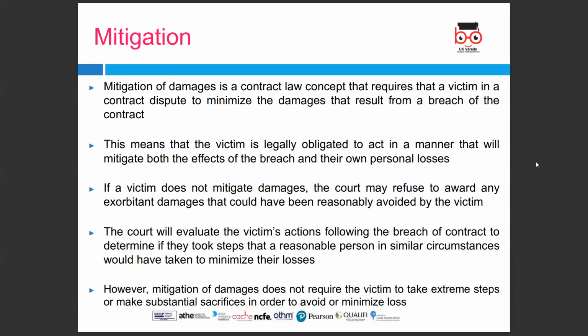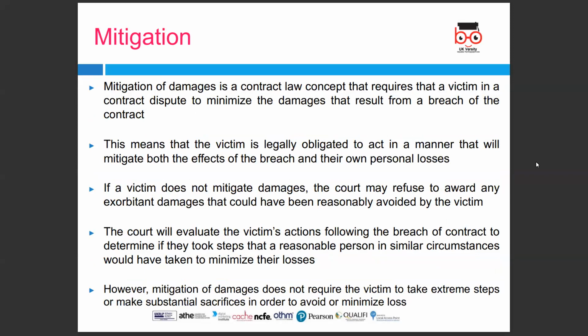The next one is mitigation of damages. So mitigation of damages is a contract law concept that requires a victim in a contract dispute to minimize the damages that result from a breach of the contract. This means that the victim is legally obligated to act in a manner that will mitigate both the effects of the breach and their own personal losses.